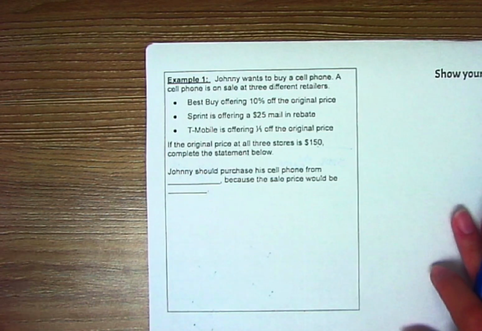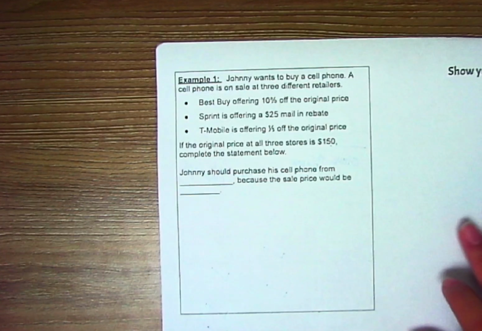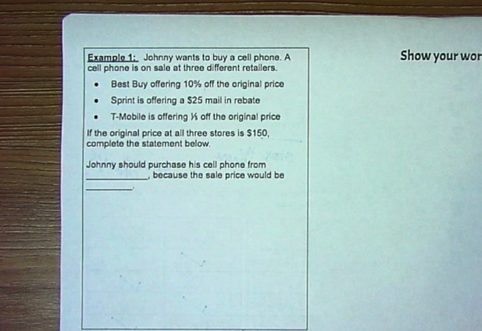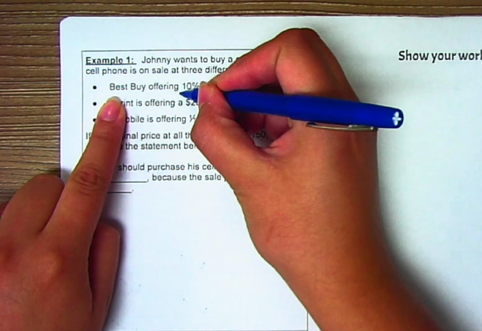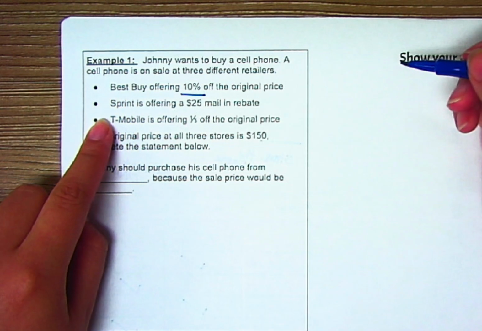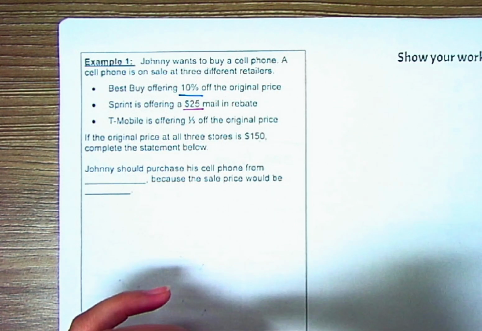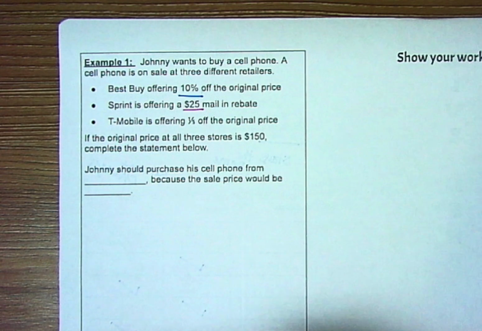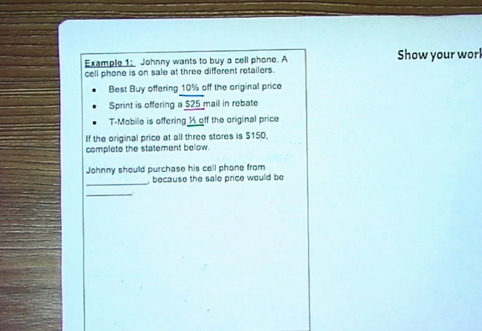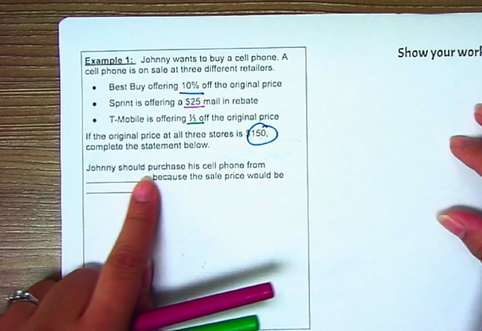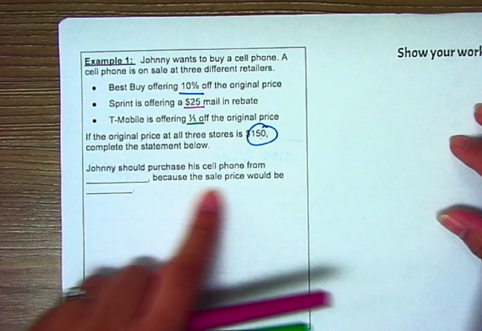Okay, so let's look at example 1. Example 1 says Johnny wants to buy a cell phone. A cell phone is on sale at 3 different retailers. Best Buy is offering 10% off the original price. Sprint is offering a $25 mail-in rebate, and T-Mobile is offering 1/5 off the original price. If the original price of all 3 is $150, complete the statement below. Johnny should purchase his cell phone from blank because the sale price would be blank.